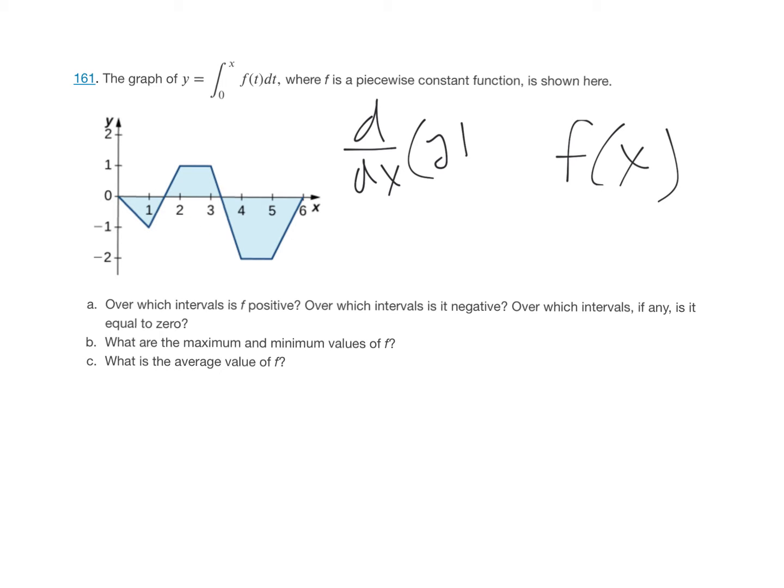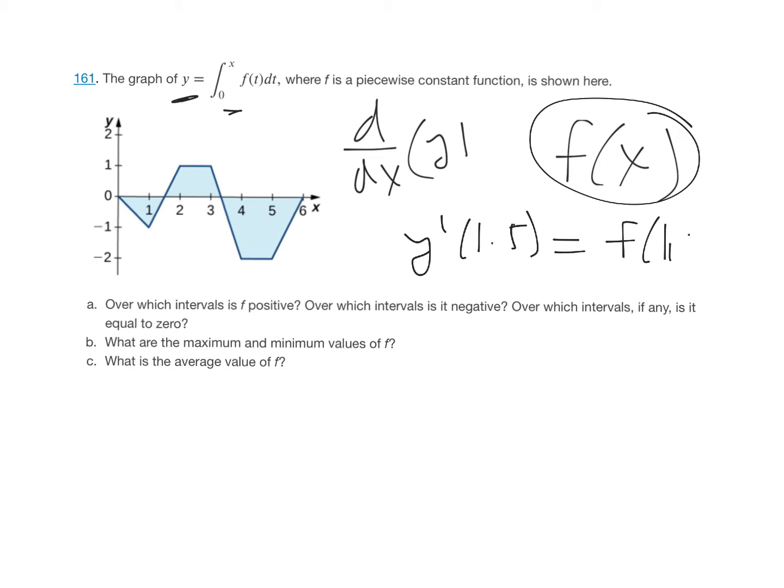What's y prime of, no, remember, y is the integral. The derivative of that integral is this. So maybe I better write that out. So y prime of 1.5 is the same thing as f of 1.5. And I'm guessing here, I think it's about 0. Okay, what's y prime of 3? Well, that's the same as f of 3. And if we go up, it looks to me like that's 1. So do you see how that works?